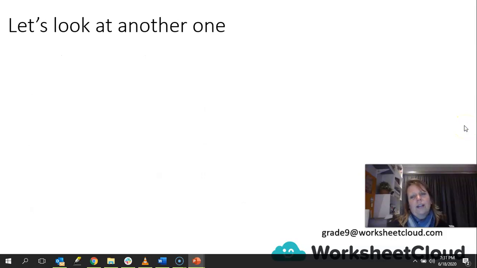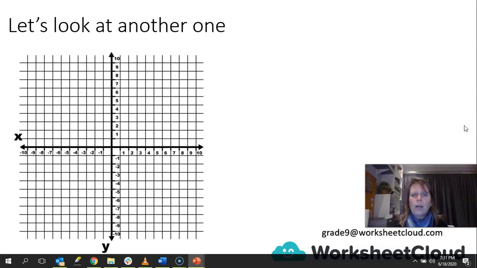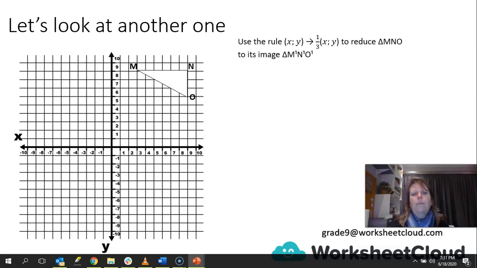Right, let's look at another one. Here we've got our Cartesian plane again, and we've got a different triangle, MNO. We need to use the rule (x, y) goes to (a third x, a third y), where our new (x, y) is a third of the first one, to reduce triangle MNO to its image triangle M1, N1, O1.